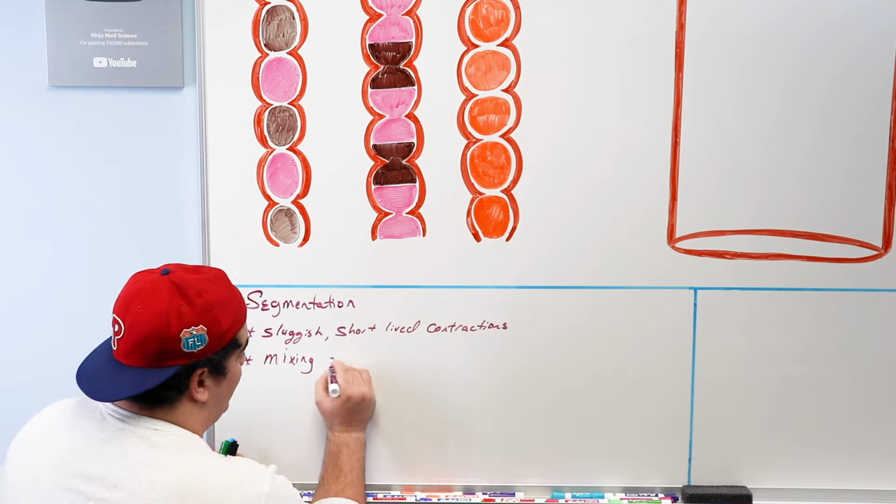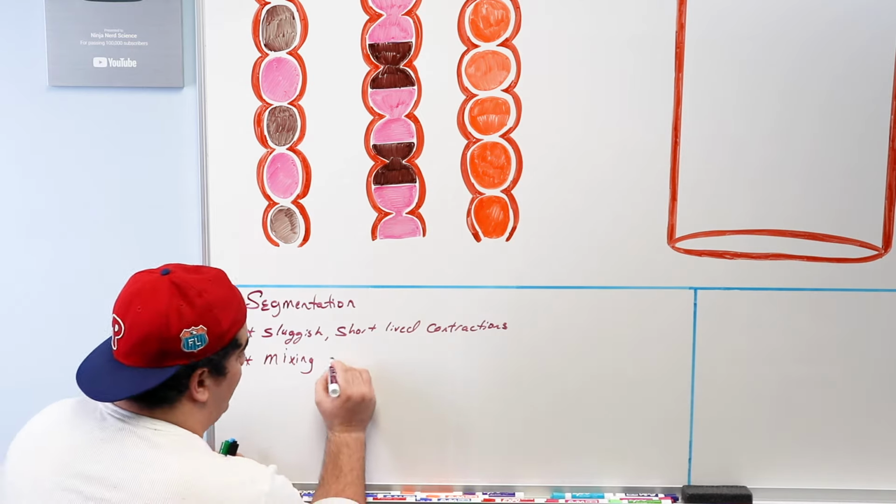What's something else that it does? In segmentation, it's sluggish, short-lived contractions, right? We're going to explain the mechanism in a little bit, but it moves things anterograde, which means moving forward, towards the anal side. And it also performs retrograde movement, which means it's moving towards the oral side. That is what allows for this mixing. So it's called a to-and-fro movement. It's contracting, and it moves things forward and moves the chyme backwards. That whole process allows for mixing.